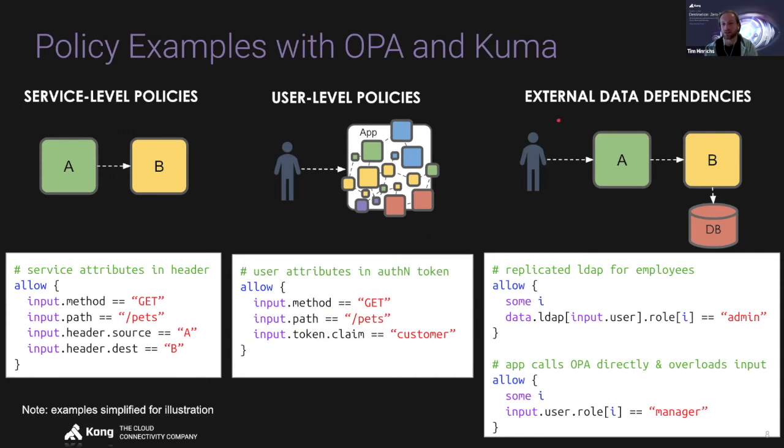All right, so you've seen service level policies and user level policies. I won't go into detail here, just for time, but one of the other nice things you can do once you have that deployed is write policies that rely on external data, so data about what's going on in the world. Here you could use LDAP for employee information, or any kind of really external data that you like.